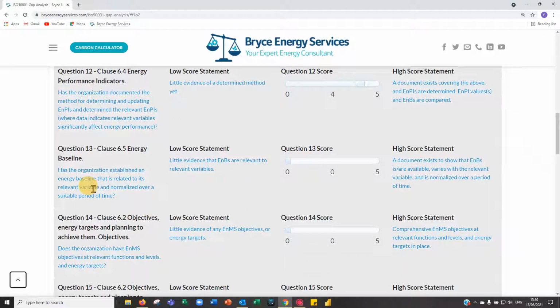Energy baseline, as we talked about in the energy review. This is the output of it, the energy baseline. Have you created a baseline energy use and normalized it? So this is, for perhaps a given volume of product, this is what your baseline is, and this is what you'll be looking year on year to reduce to become more energy efficient.